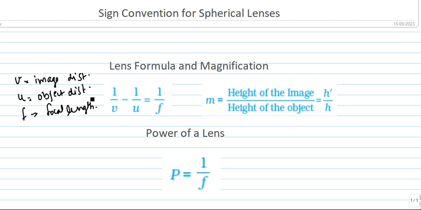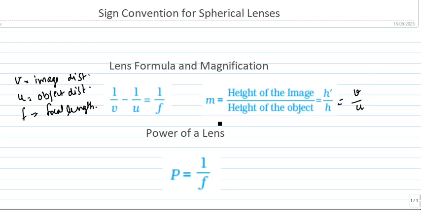This formula we can use to find the focal length when the other two values are there. When we have image distance and object distance, we can find F, and we can find any of them when the other two values are given. Now the next thing is magnification, where M is the magnification, which is height of the image by height of the object, H dash by H. This we already saw is also equal to V by U, where V is the image distance and U is the object distance.